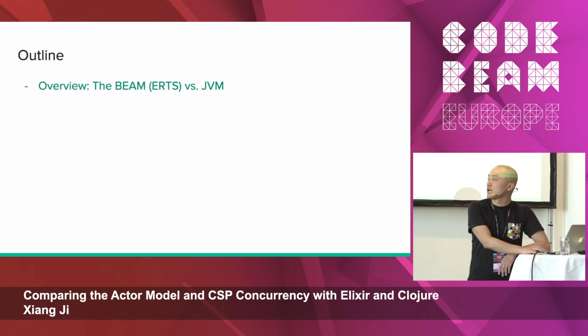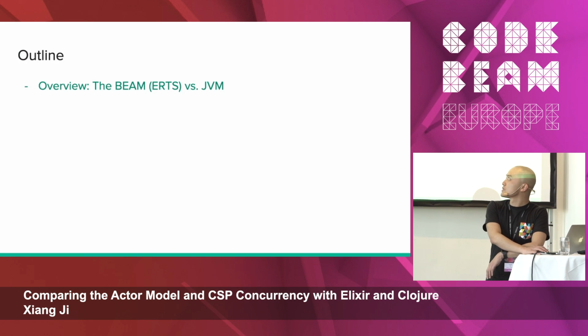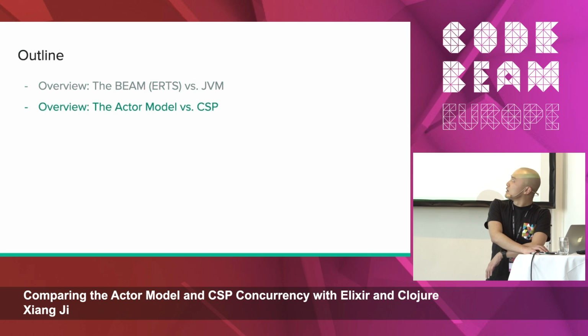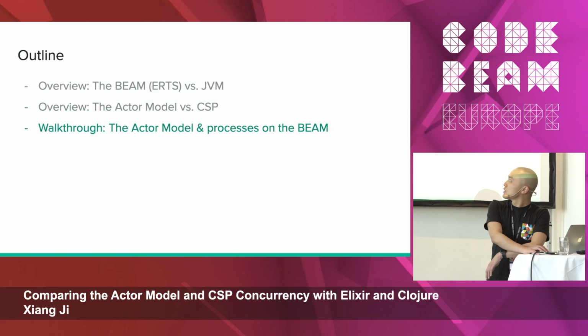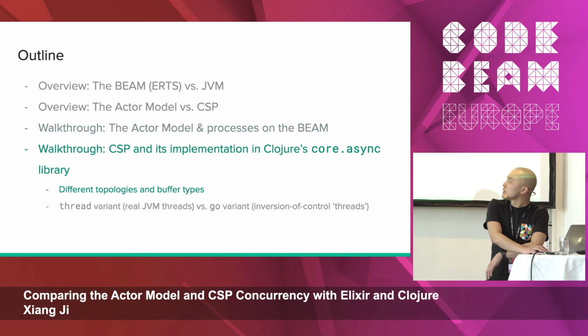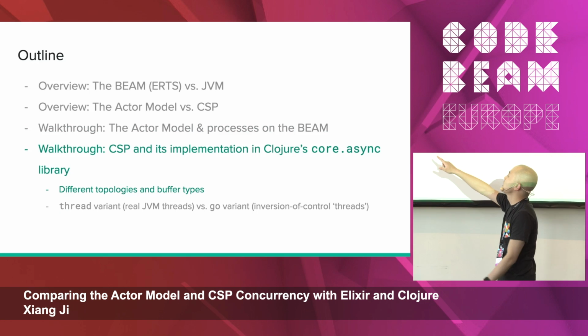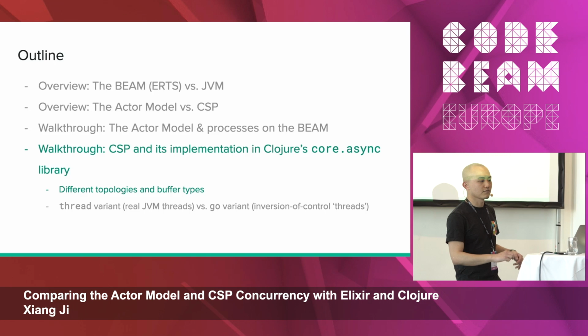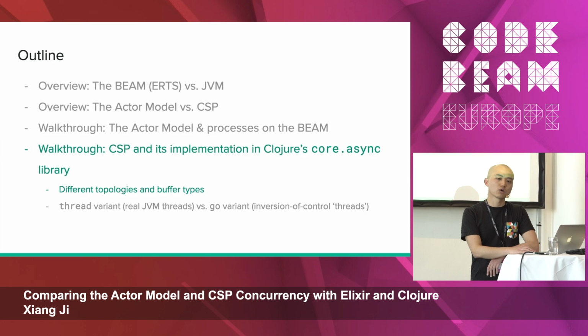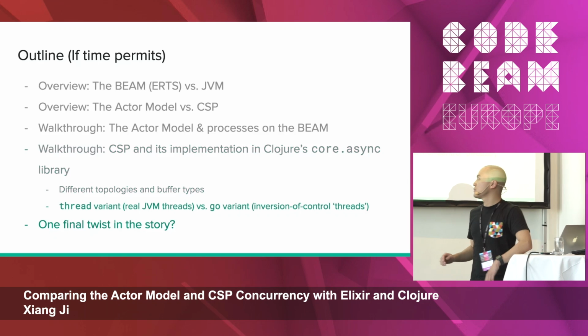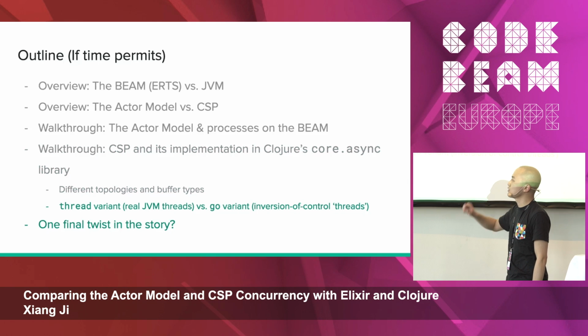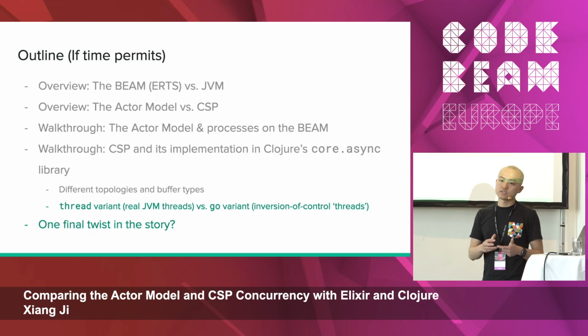So this is an outline of what I'm going to do. First is the overview of comparison between BEAM and JVM, and then the actor model and CSP, and the walkthrough of how the actor model and processes work on the BEAM, and then how CSP and the implementation in Clojure called core.async works. And this part I'm definitely going to cover, which is the topologies and buffer types of the CSP, which also applies to Golang.